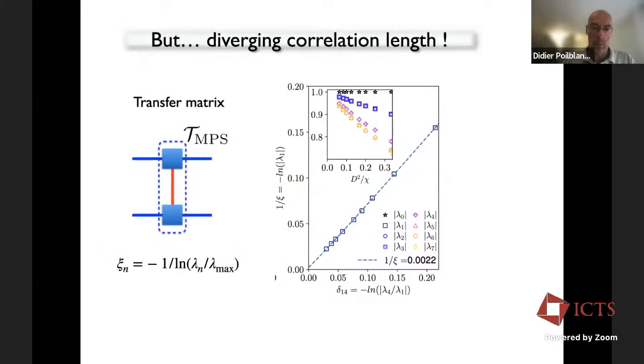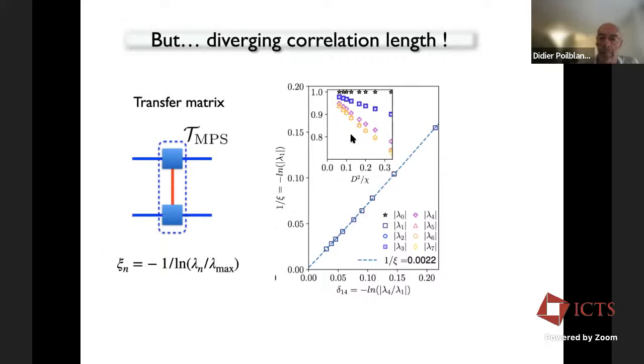Now, here comes the trouble. Remember I said we expect an infinite correlation length. So there seems to be a disagreement here. So to have a good handle on the correlation lengths, what people do in the business is they compute the transfer matrix, and the leading eigenvalue of the transfer matrix gives a very straightforward method to compute the correlation lengths.